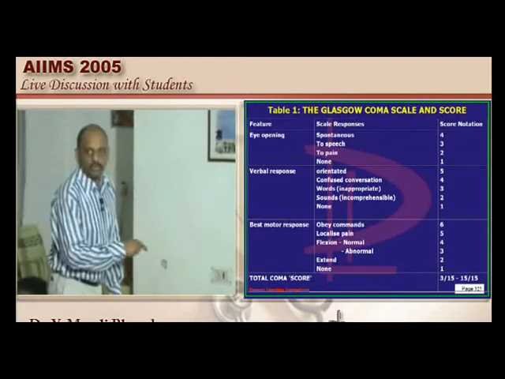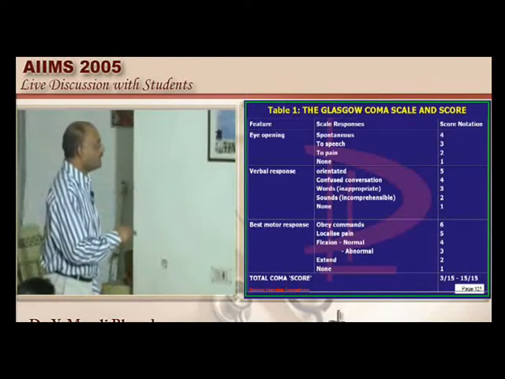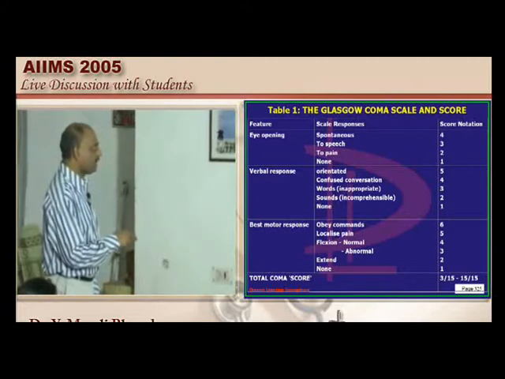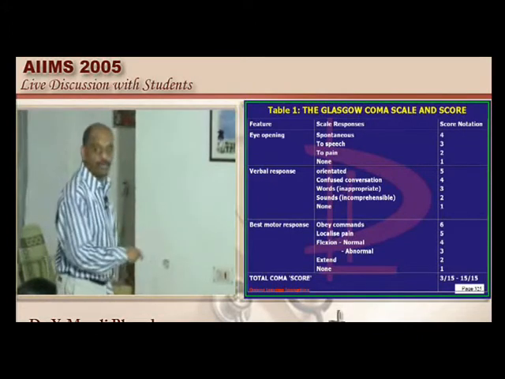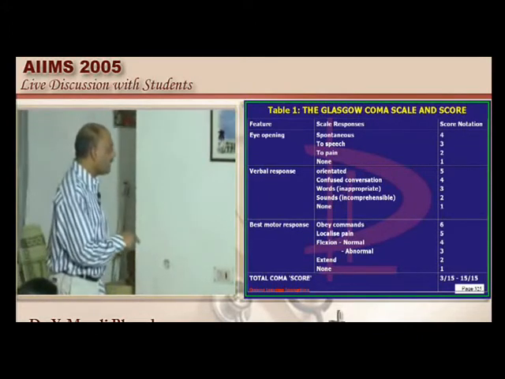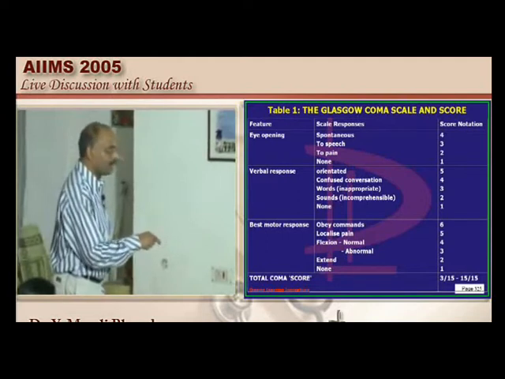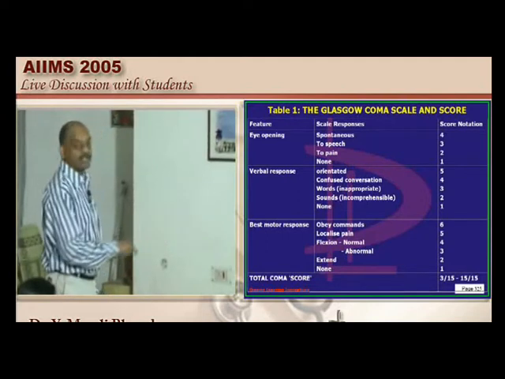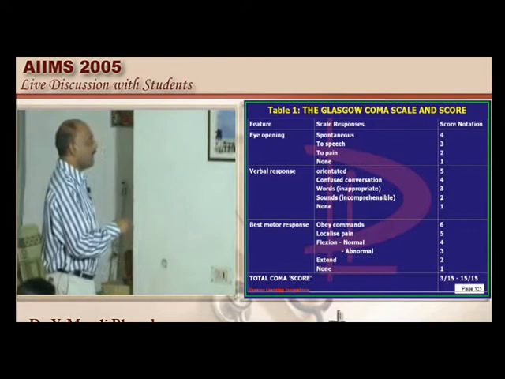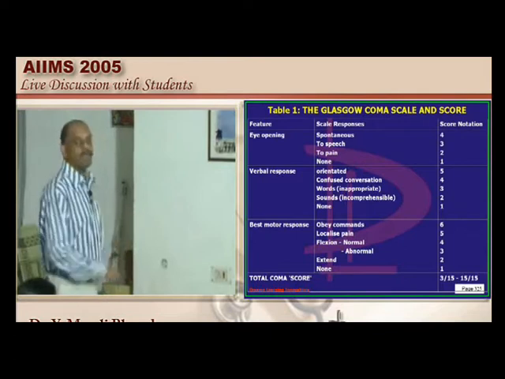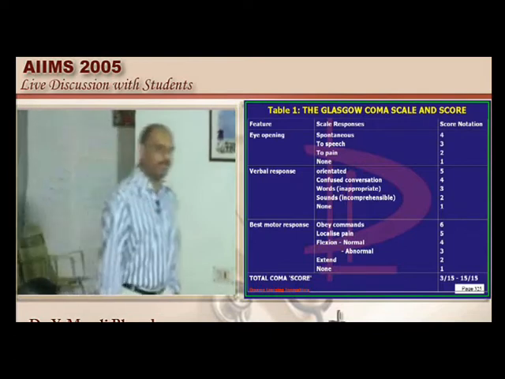Glasgow Coma Scale: eye opening is 2, so it is E2. And he is in a confused state. So how is the verbal response? Confused conversation is 4. And he is able to localize the pain. So localizing pain is score 5. If he can obey the command, it is called 6. So it is E2, V4, M5, which is equal to 11. That is the score that needs to be fundamentally remembered.